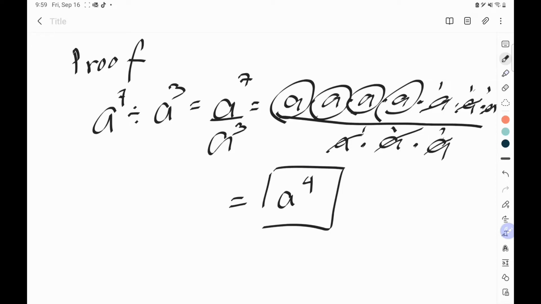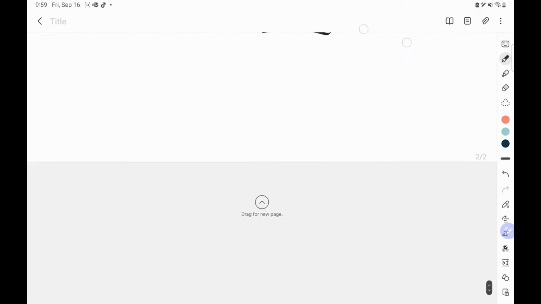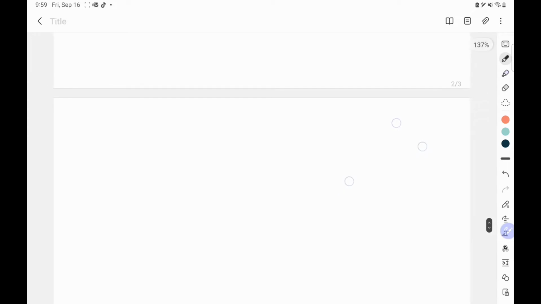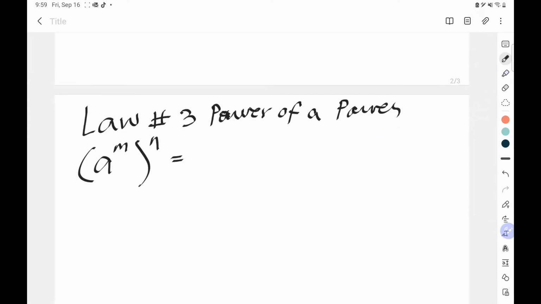Now let us proceed to the third law, which is what we call power of a power. So this is law number 3, power of a power. The law says that if an exponent or an index is raised to another power or exponent, you just have to multiply their exponents. For example, here a to the power of m, to the power of n. So we just have to multiply the exponents. A to the power of m times n, or a to the power of mn.